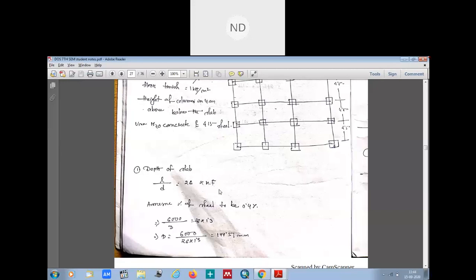For that again we have to go to figure 4 of the IS code, on page number 38 or 36, it was. This is page number 34, 35. Here was our clause 23.2.1, which gave the continuous span to depth ratio value of 26. Now what is our modification factor? We will get our modification factor from this figure.